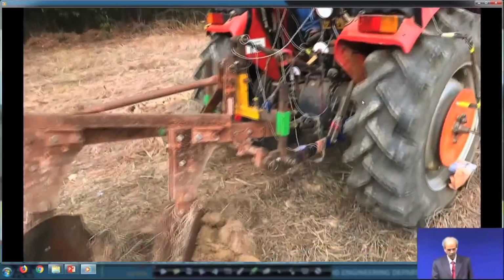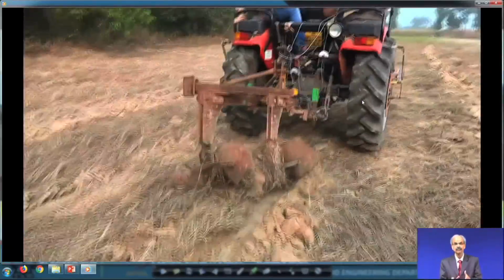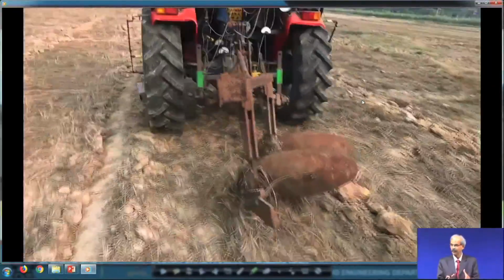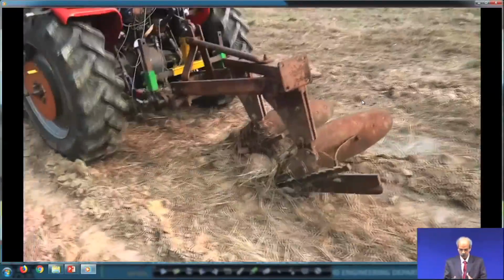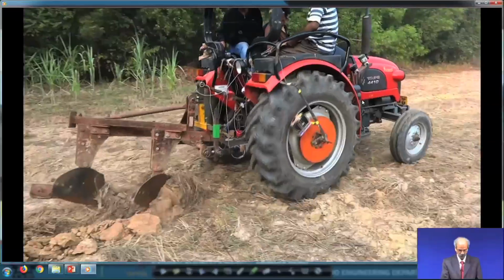We have put the 3-point linkage dynamometer which we developed, and that has been fixed over here. At the same time, we have all the strain gauges also, so that we can compare the whole details when a 2-bottom moldboard plow is connected to a tractor. You can see all the details.